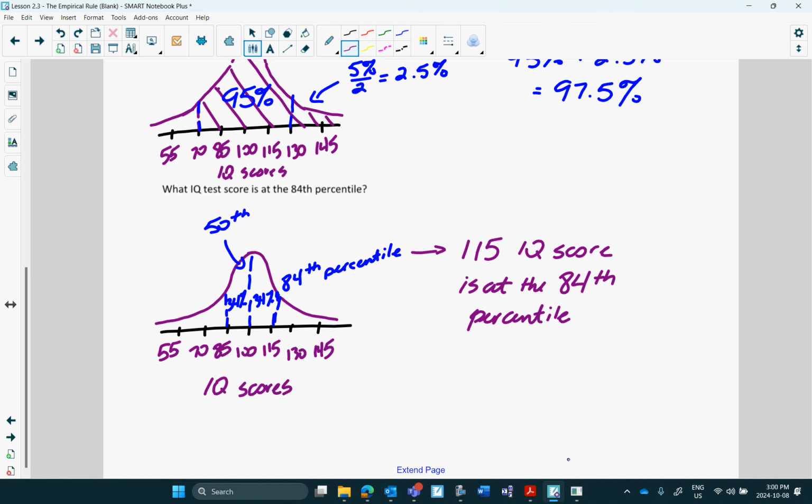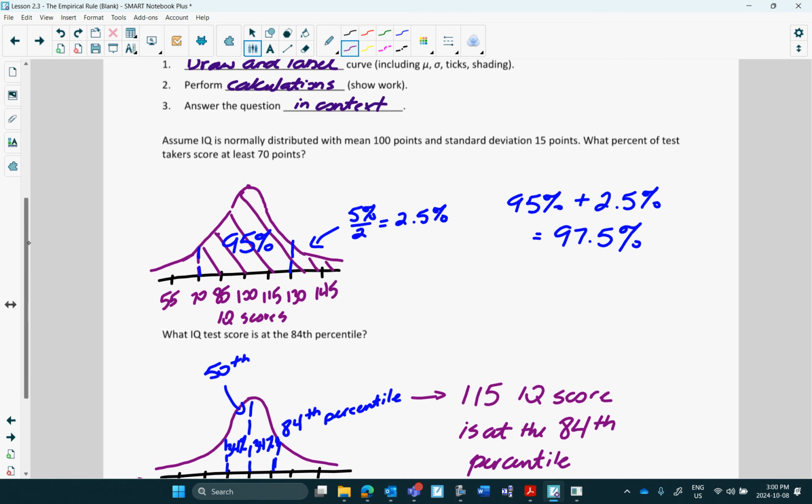So we can answer quite a few questions knowing the 68, 95, 99.7 numbers. But we can't answer all of them. Because what if I asked you this: what percent of the scores of all IQ test takers is above 117? Can't use these numbers here, can you? Because 117 is not one of our notches, so we can't use those percentages.